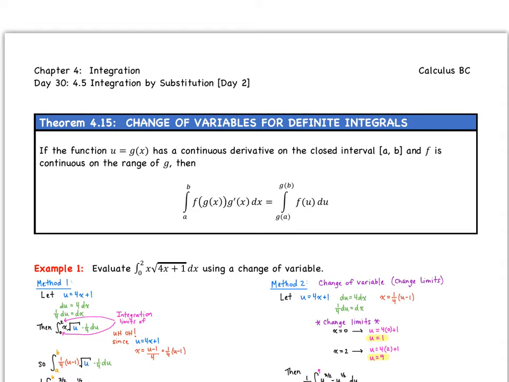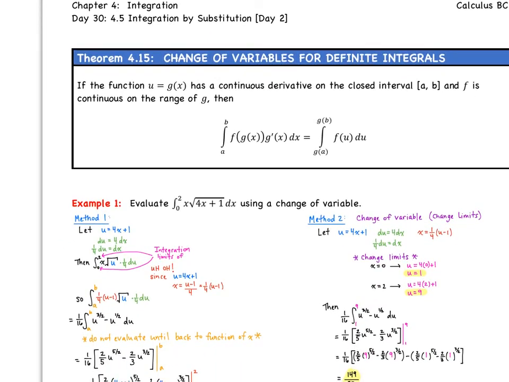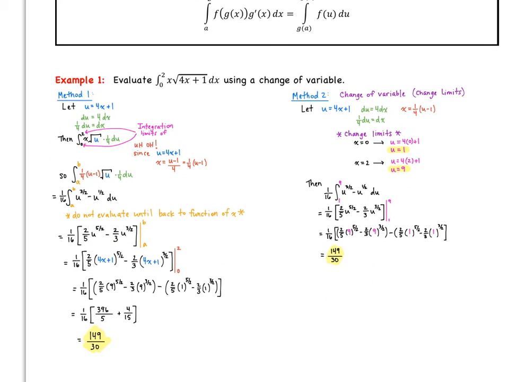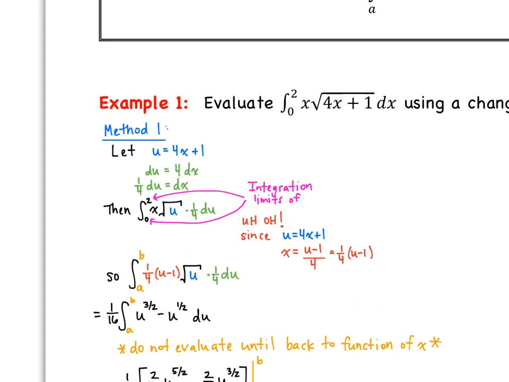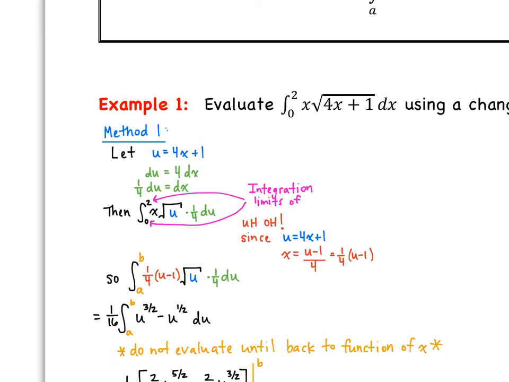So let's just jump right into this first example. We're going to evaluate this integral from 0 to 2 of x times the square root of 4x plus 1 dx, and we're going to use change of variable. Well, I'm going to show you two methods. The first method is not using the change of variable. Method 1 is just keeping it as is, using a U substitution, and then eventually we'll substitute back.